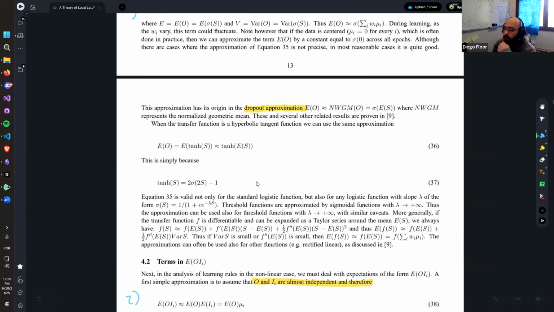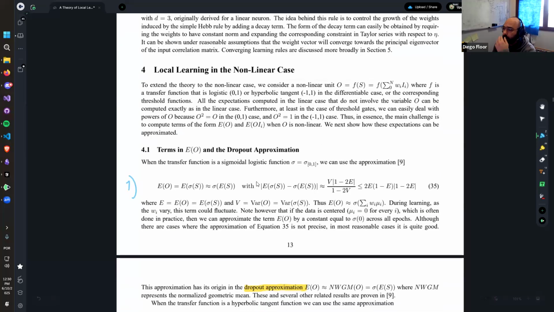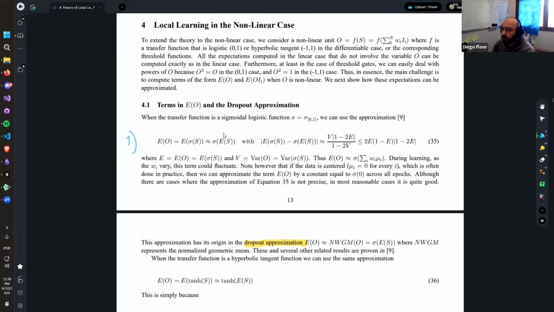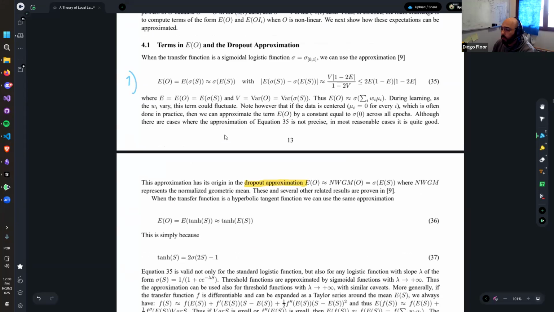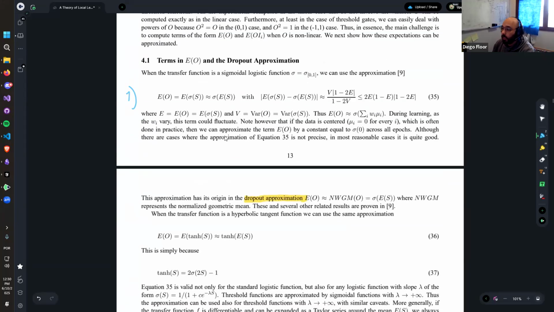Section 4. Okay, so now we're going to actually analyze learning in the long linear case. They have two main assumptions, simplifications that they use because they need the simplification, otherwise we can't actually solve analytically. One of them is this one, which is similar to the dropout approximation, so basically you replace the output of a neuron with the expected input value of the input, something like that.